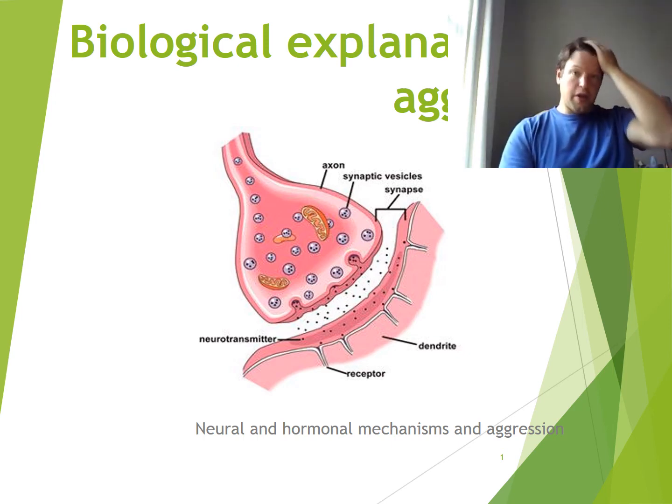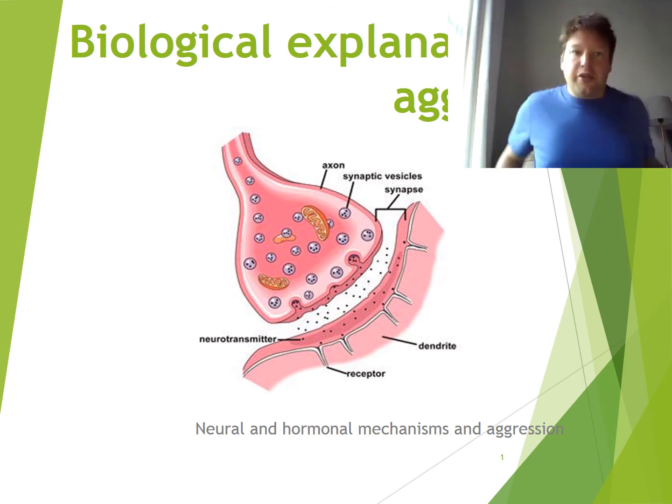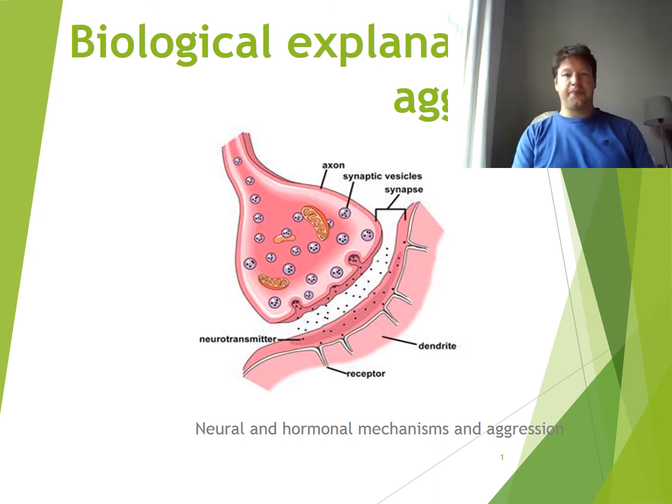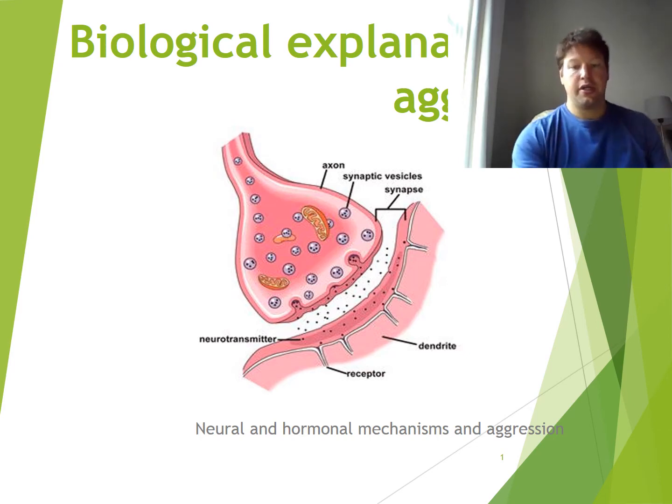Okay, welcome to biological explanations of aggression. There are two of these, genetic, and this one, neural and hormonal mechanisms in aggression. So make a note of that. You need to know neural and hormonal mechanisms in aggression.